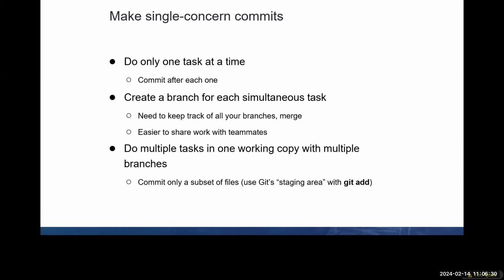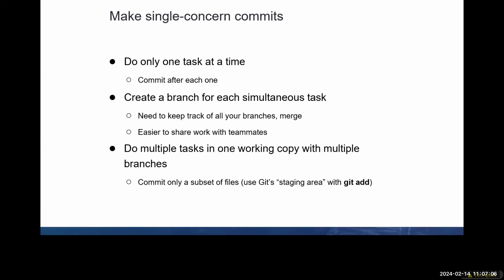So how do we make single concern commits? Do only one task at a time and then commit after each one. Like we said, if you have some updates on file 1, just finish it and commit. Don't wait until you finish the updates on file 2. Do a commit for file 1 first, then do another commit for file 2. Create a branch for each simultaneous task. You need to keep track of all your branches and merge them. And it is easier to share work with teammates.